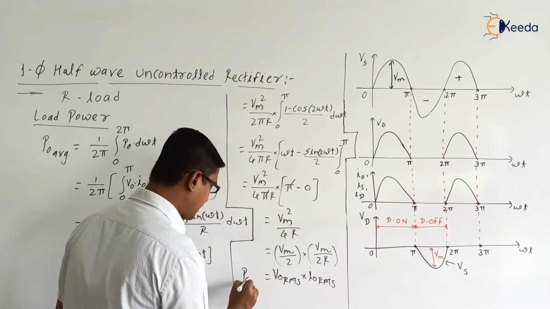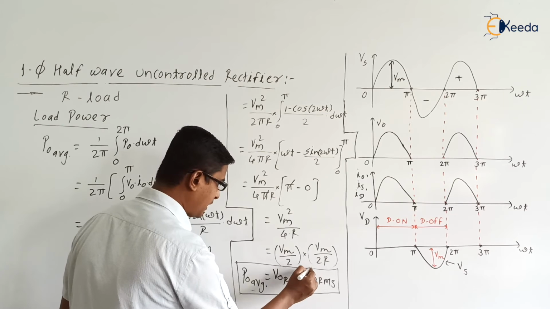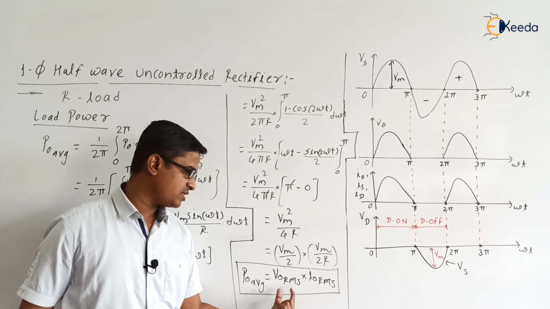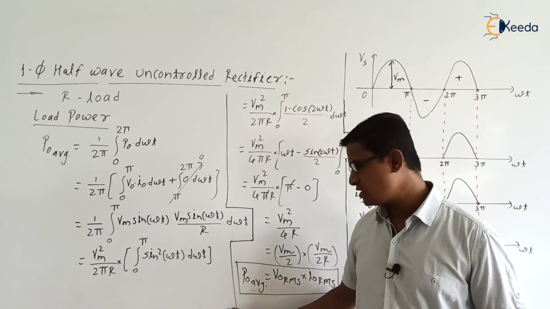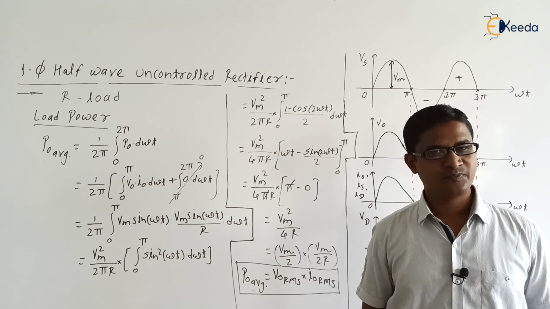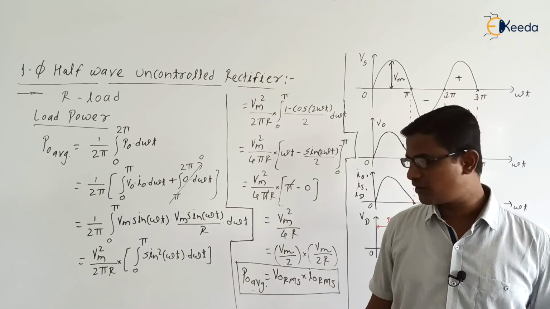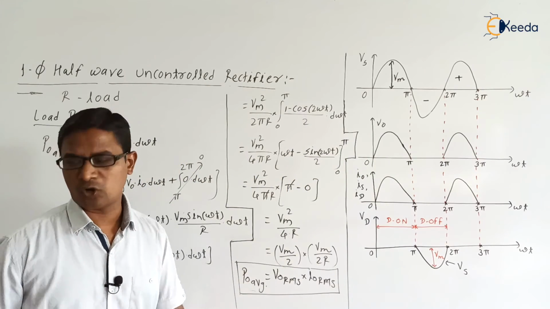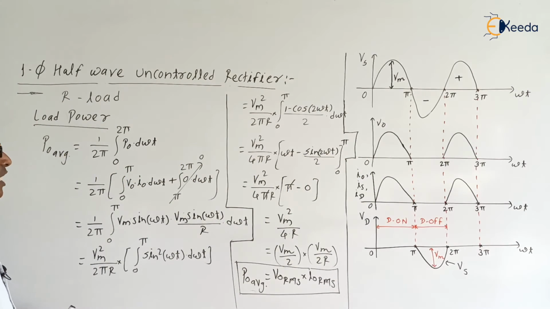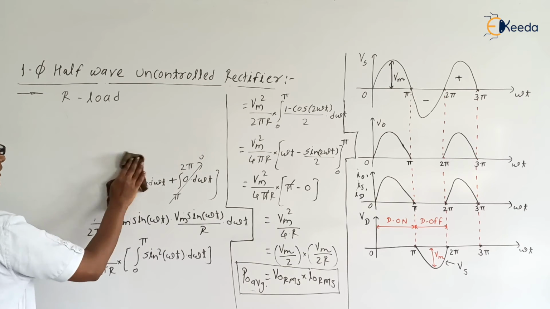So in the left hand side we are having the average term, but in the right hand side we are having the RMS term. Is this clear to all? Right? So P0 average is equal to V0 RMS into I0 RMS, or further we can write it as P0 average is equal to V0 RMS square by R, or P0 average is equal to I0 RMS square into R. Are you getting the point? Okay. So this is about the P0 average, that is the average load power.